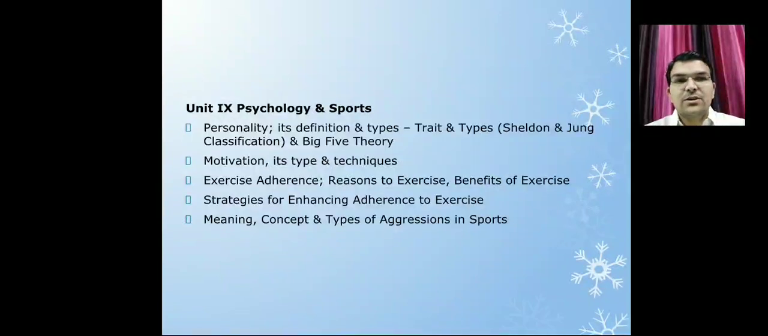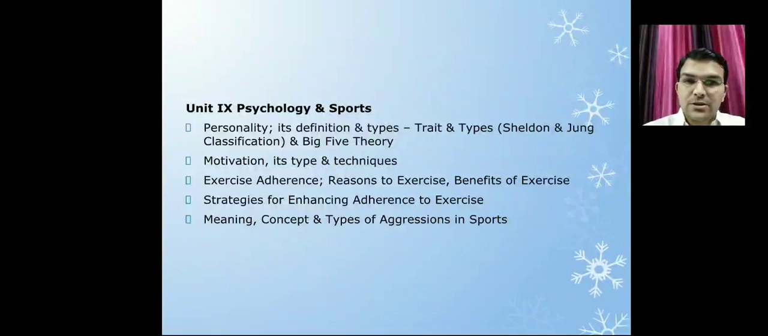The next is unit 9. In this particular unit, it's about psychology and sports. The first topic is the meaning of psychology, its definition, its types and traits of the human body. Sheldon gave 3 different types of human bodies. He explained that, which we will discuss in this particular unit. And human bodies are categorized in another way under the Big 5 theory, which we will discuss under this particular unit.